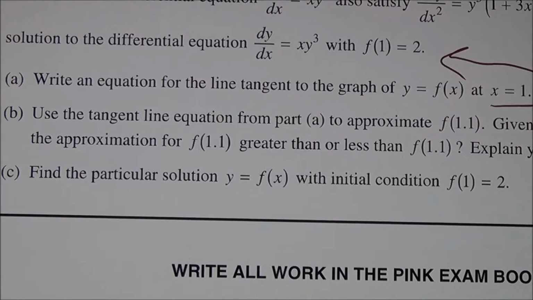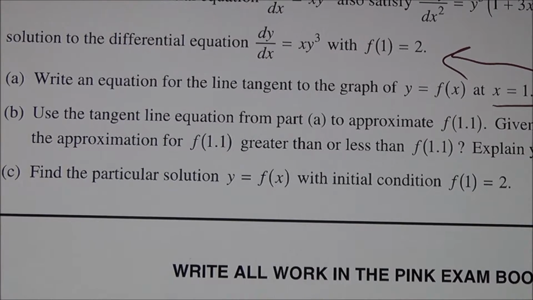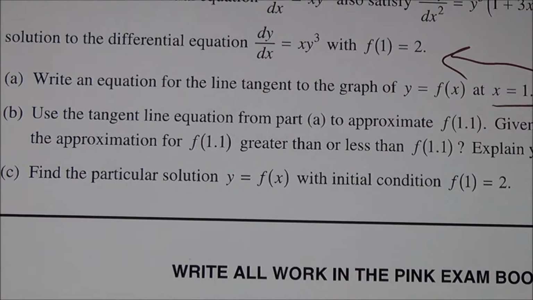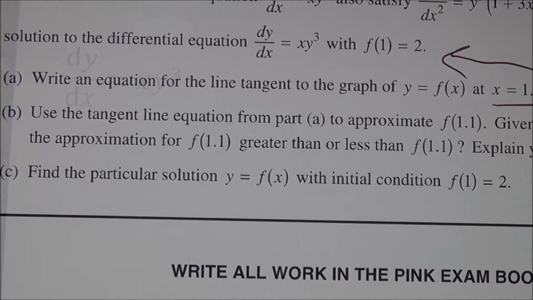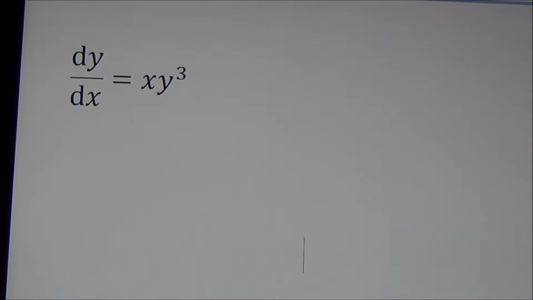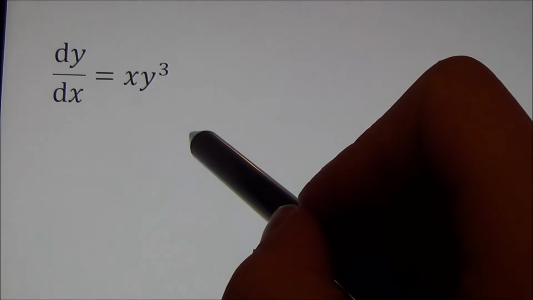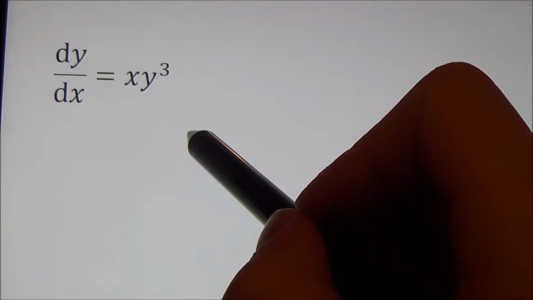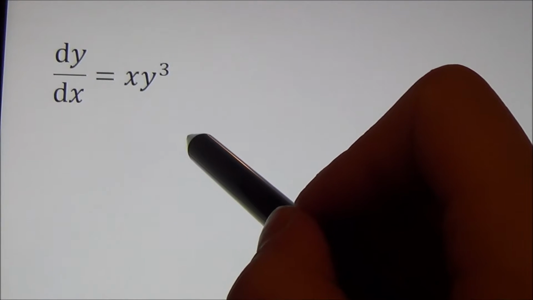Now let's look at the last part, C. Find the particular solution y equals f of x with initial condition f of 1 equals 2. So for this we're going to use the first derivative and do integration by parts to find the solution to f of x. So let's set it up. So we're separating y with dy and x with dx.